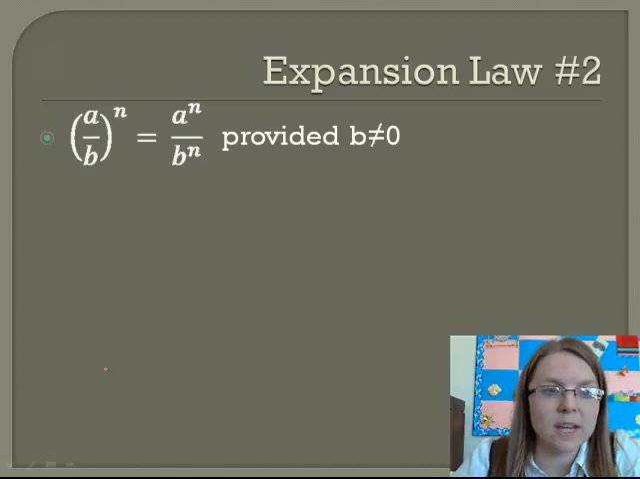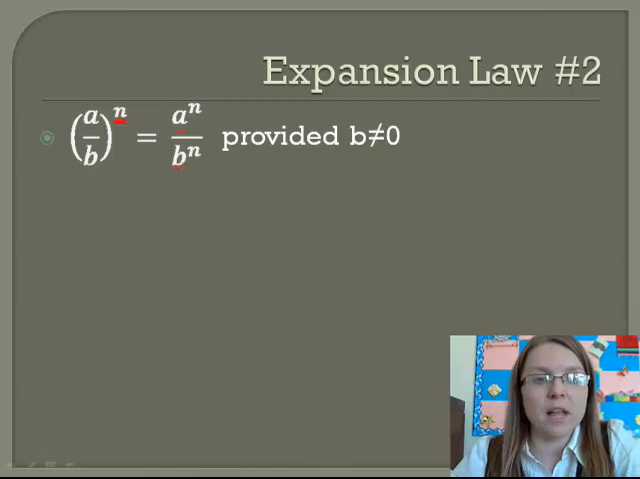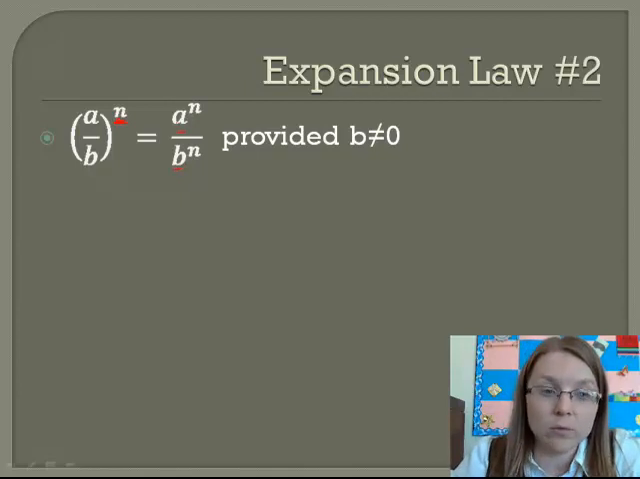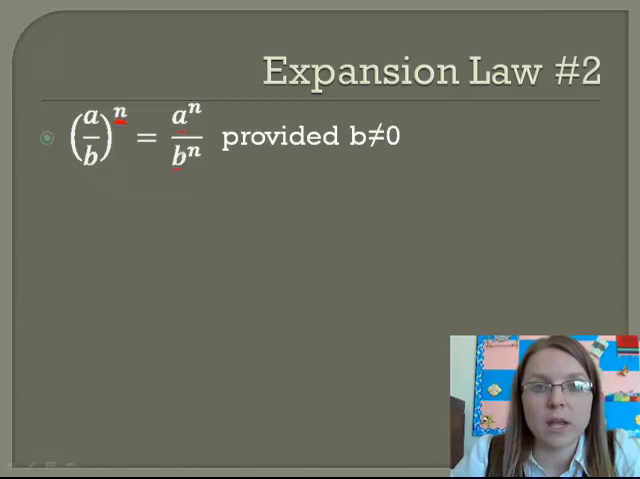If you have a quotient, or in this case it maybe looks more like a fraction to you, we have A divided by B, or A over B, and all of that is being raised to the power of n. It's similar to the product law in that the power of n has to get applied to every single piece of the quotient. So we apply the power of n to the A, we apply the power of n to the B; it gets applied to every single piece inside that original quotient.